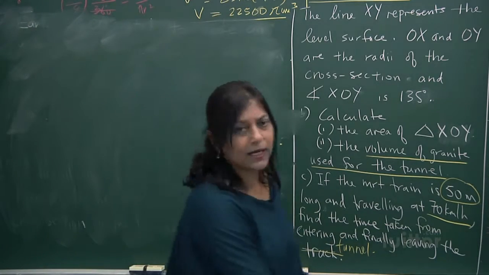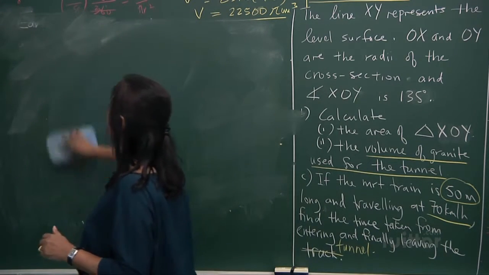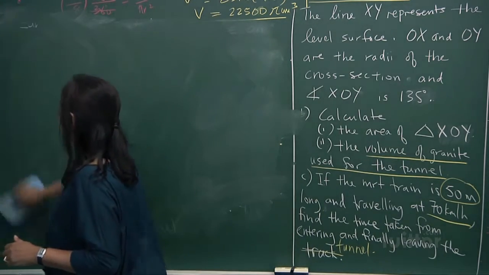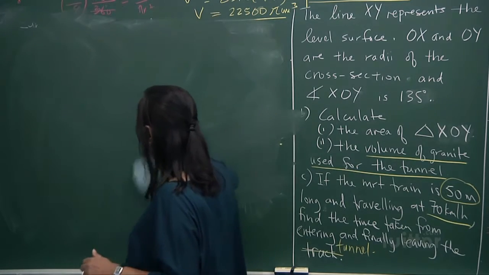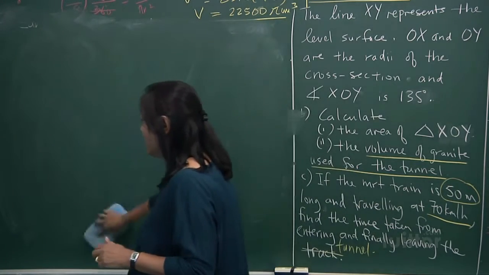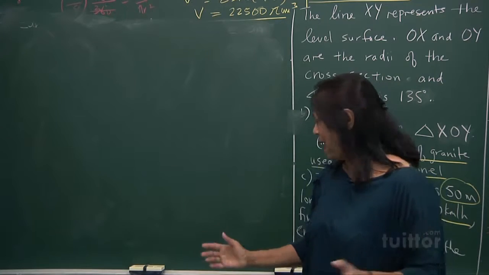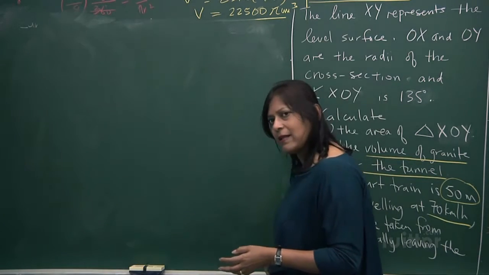Right, let me use a cleaner to make it cleaner. So you've got the understanding of the whole sum so far, hopefully. You want to find the time, and you're given the speed in kilometers per hour. 70 kilometers per hour. That's the speed of the train.